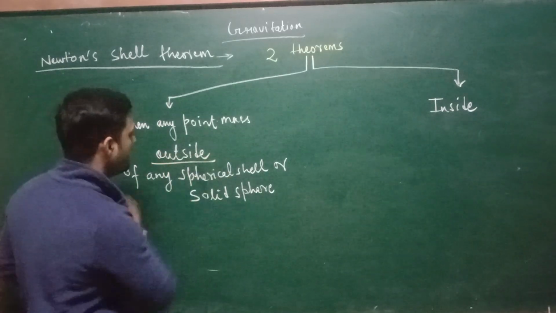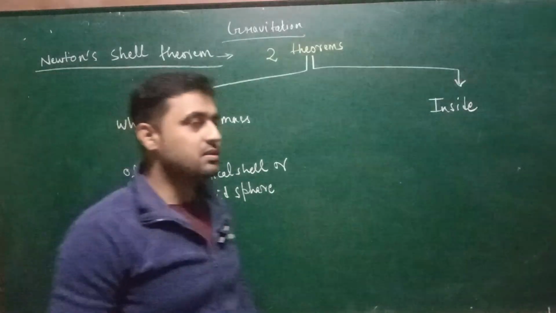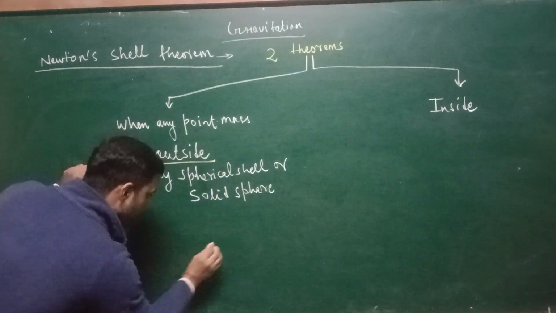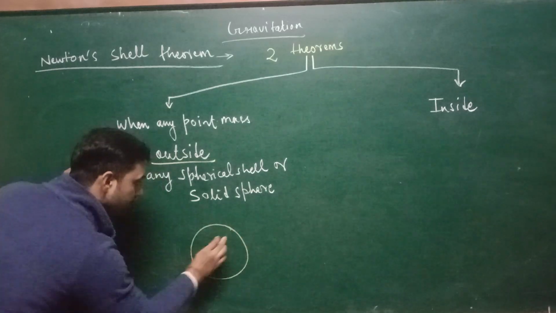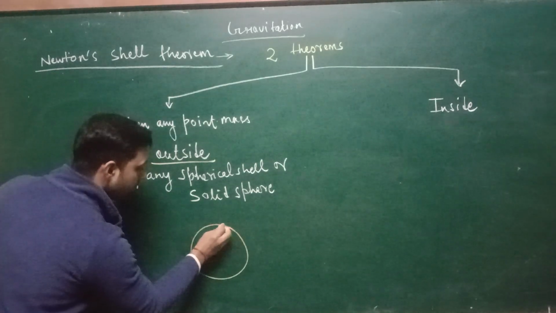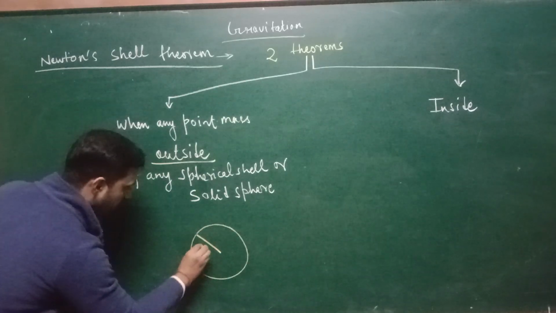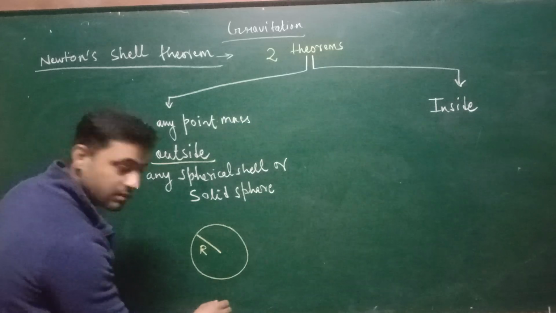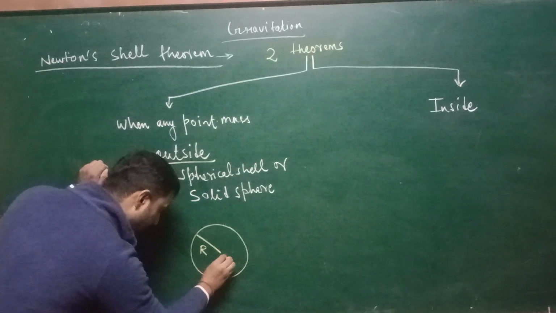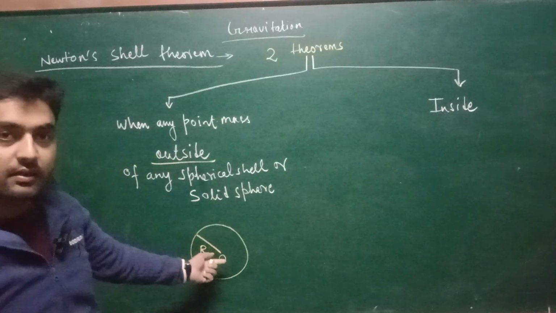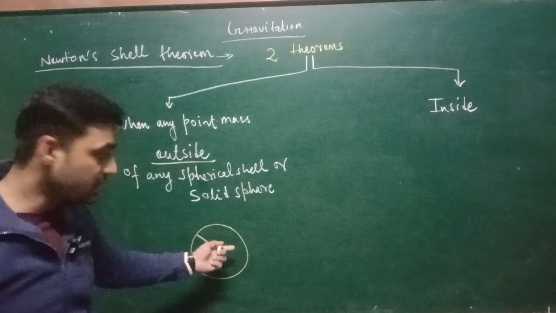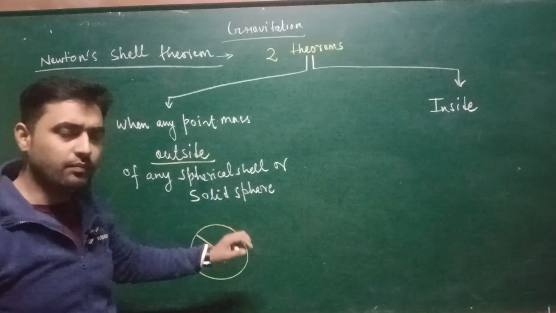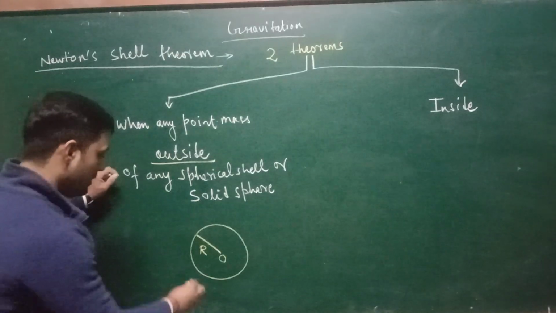So now let's discuss this first case, where any point mass is exactly outside the spherical shell. Let's say there is one spherical shell of radius capital R, and this spherical shell has a center at O. This spherical shell can be hollow from inside, and it can be solid also. So in both cases we have the same formula and same concept.